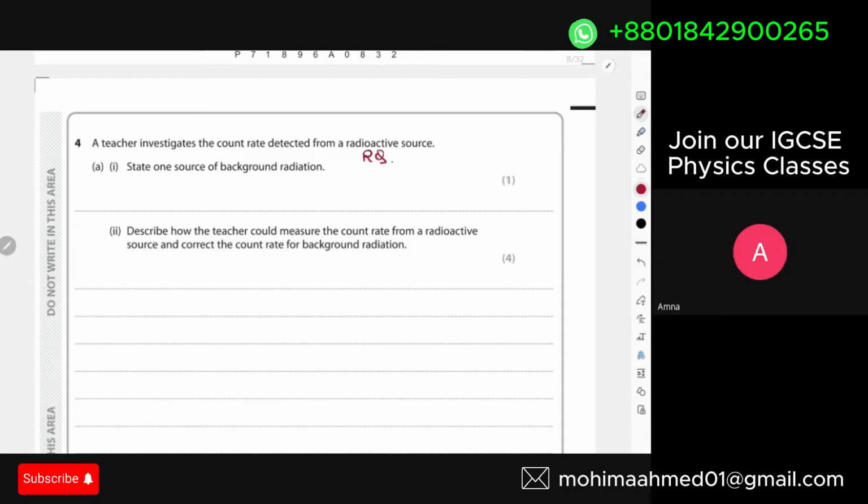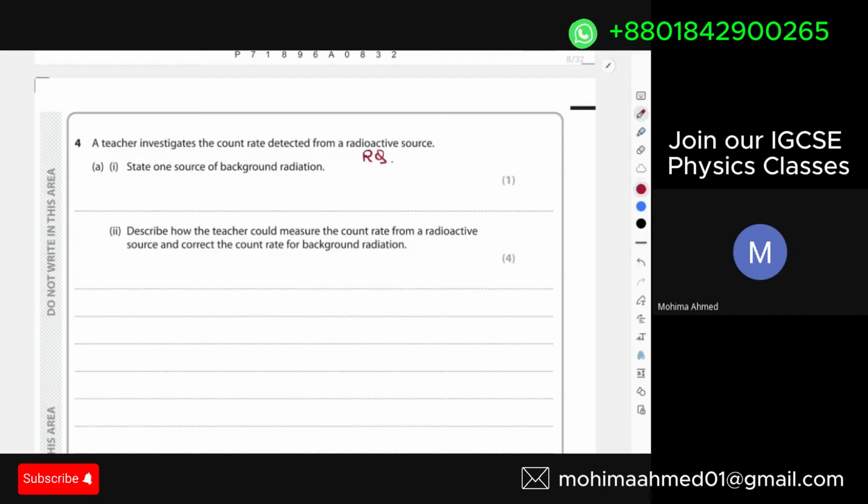Food. That's the easiest one. Anything else? I mean, this is accepted, but anything else? The cosmic rays, right. Cosmic rays and some uranium rocks. Not exactly, to be honest. I cannot say uranium rocks because how often will I get a uranium rock in my garden, right? So that's not that common.